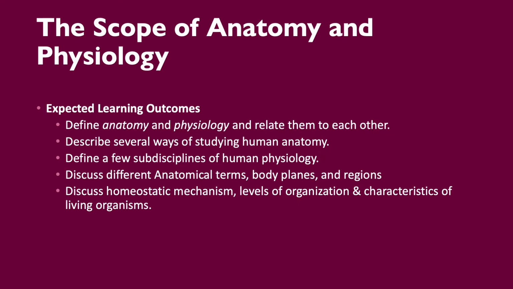The scope of anatomy and physiology. After listening to this presentation and doing your reading, you should be able to define anatomy and physiology and understand how they correlate with each other. You should be able to describe the different ways of studying human anatomy. You should be able to understand the subdisciplines of human physiology. You should be able to discuss the different anatomical terms, body planes, and regions. And you should be able to discuss the homeostatic mechanism, levels of organization, and characteristics of living organisms.